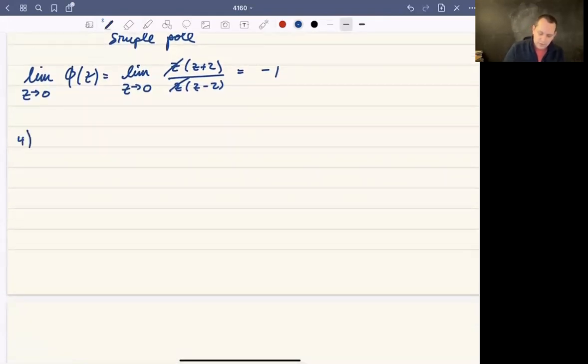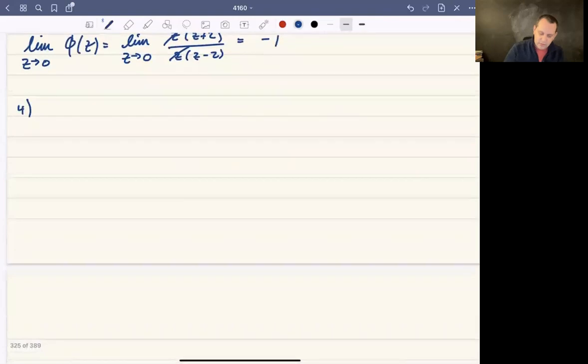Our fourth example, I think I just switched to Arabic numbers instead of Roman numerals, but that's fine. So our fourth function is (1 plus e to the z) over z to the fourth. And again, there's a few ways that you can compute the residue here.